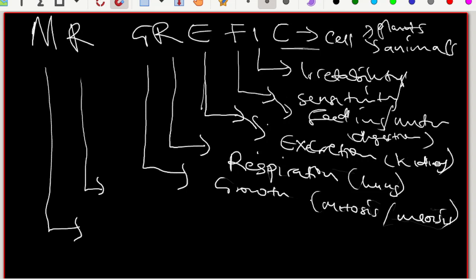Then R there, it is what? Reproduction. So under reproduction, we see how living organisms produce new offspring from old or existing ones. Here we come to know the female and the male reproductive system, and also when it comes to plants, how plants also reproduce. Then M means what?